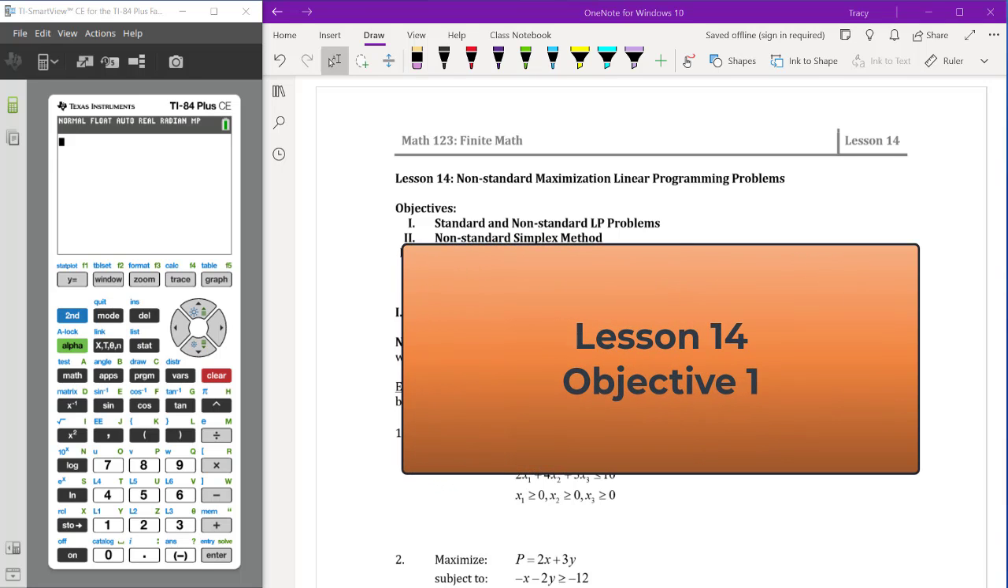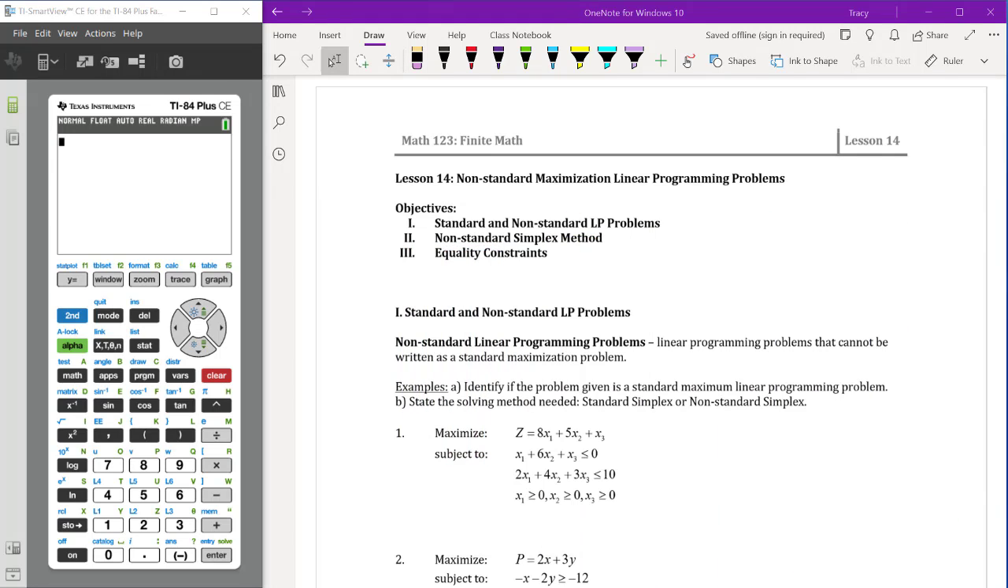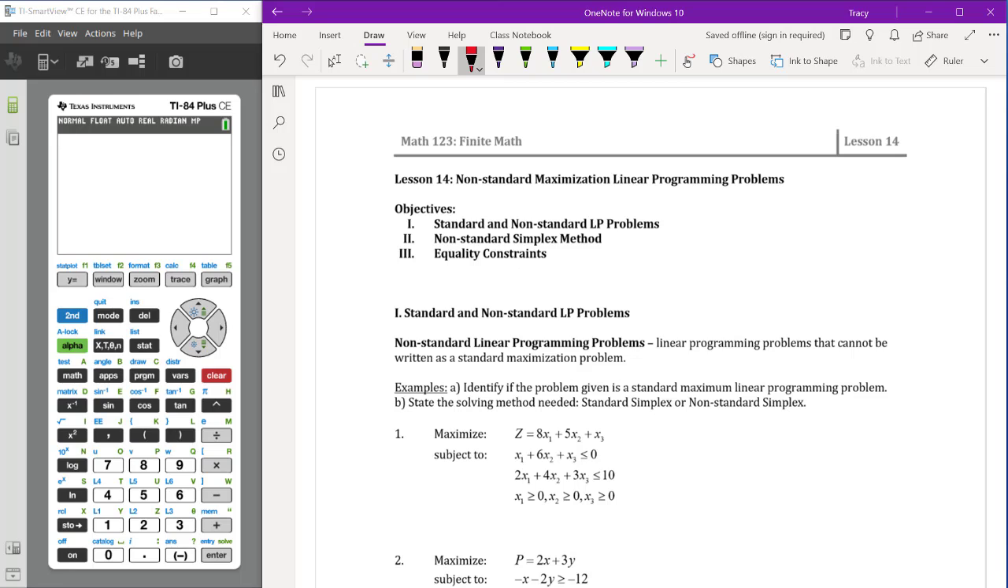Lesson 14, Non-Standard Maximization Linear Programming Problems. Objective 1, Standard and Non-Standard Linear Programming Problems. A non-standard linear programming problem is defined to be a linear programming problem that cannot be written as a standard maximization problem. Let's recall what a standard maximization problem is.